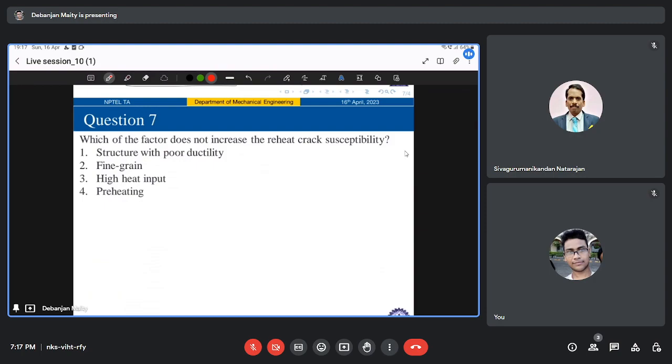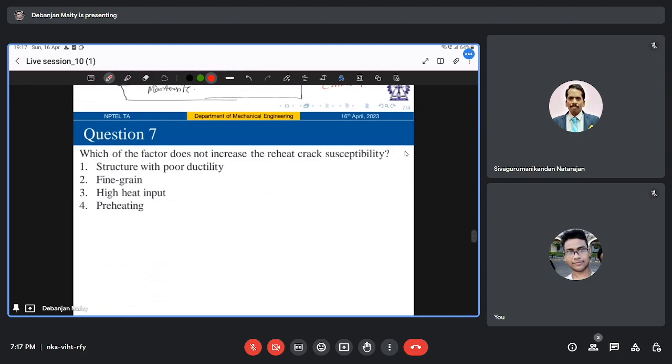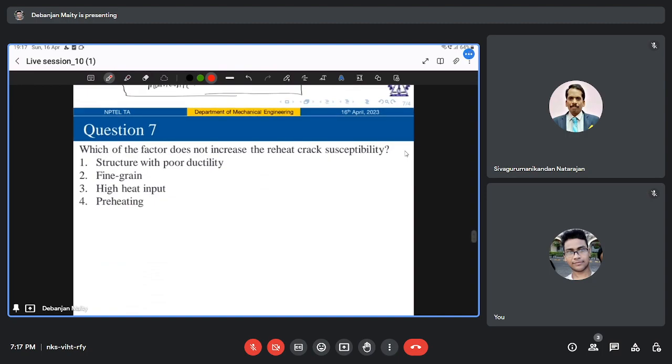So here it says which of the factors does not increase the reheat crack susceptibility. So I have already discussed the formation of reheat cracks. Okay, let us try to understand in some different ways.